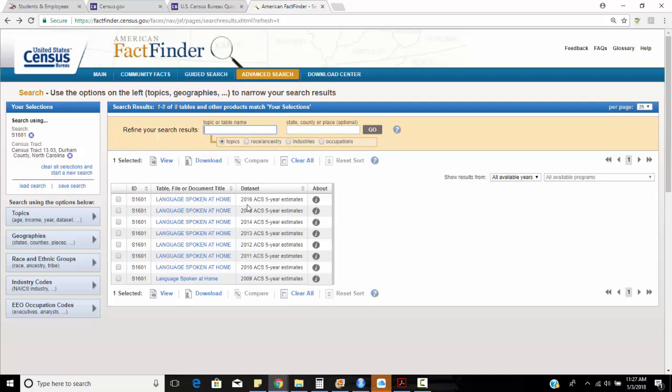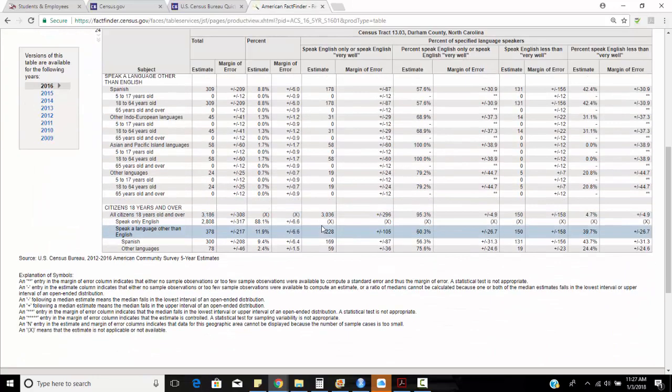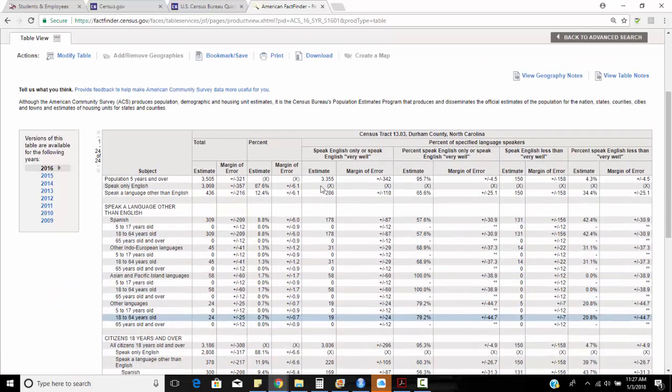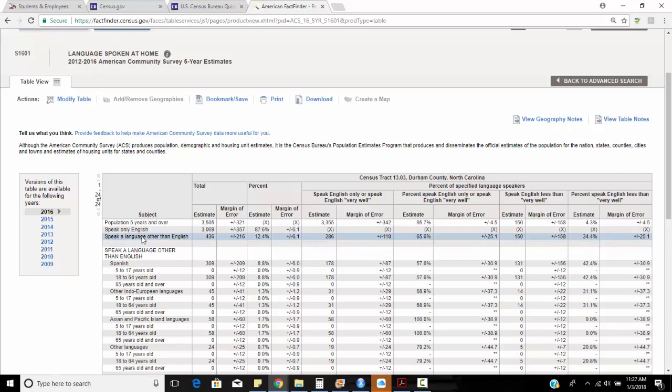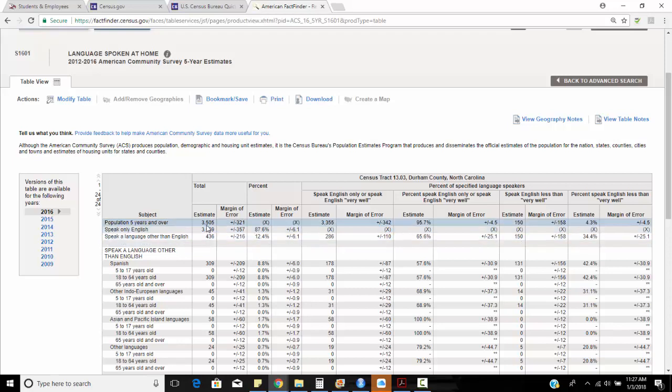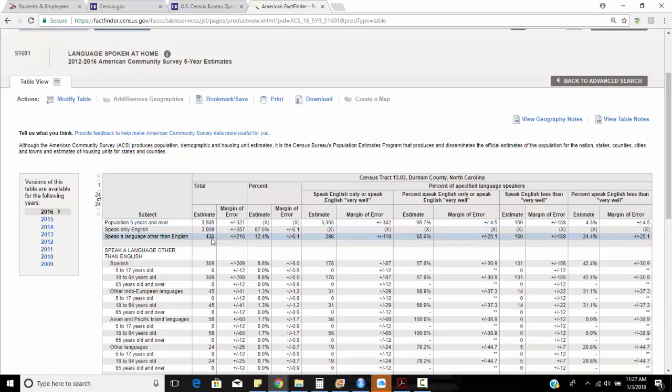Since this is sample data, we're going to have a margin of error attached to this data collection effort. So if we're collecting data over a 5-year average or 5-year estimate, the margin of error is going to be smaller than if we're looking at 1 or 3-year ACS estimates. So I can click on language spoken at home, and I can see what it says here, percentage of people who speak a language other than English. And then I can look at the subject here, speak a language other than English, of the 3,500 people over the age of 5, I can see it's about 12.4%.